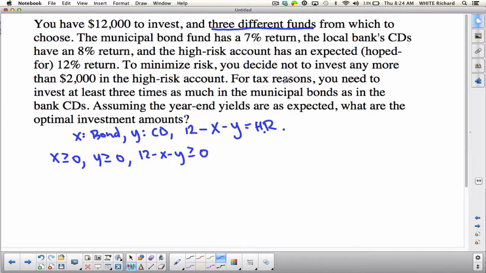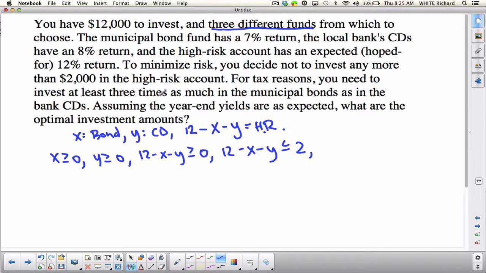There's 2 more, I think. It says to minimize the risk, you cannot invest more than 2,000. It's a high risk account. You could get negative money. It could go horribly wrong, so we want to make sure that we max out on 2,000. So we have another one. The high risk is less than or equal to 2,000. I'm not going to write the thousands because I didn't with the 12.